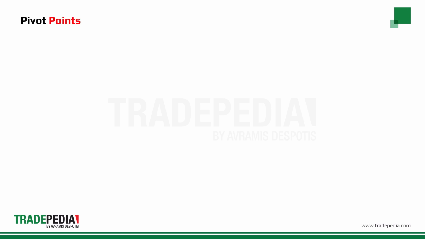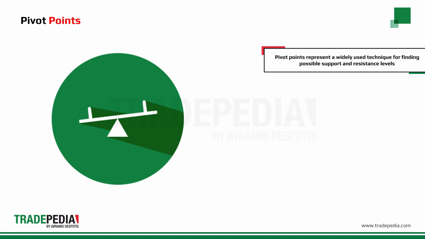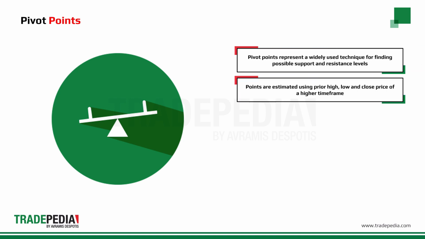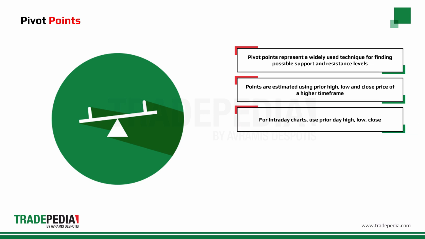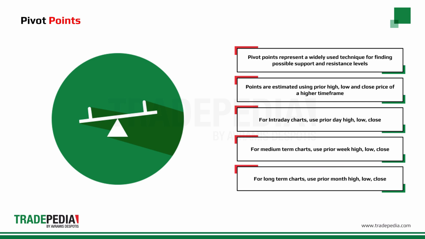For our fourth aspect, we will discuss pivot points as a widely used technique for finding possible support and resistance levels. Pivot points use the prior high, low, and close price of a higher time frame to determine future support and resistance levels. As pivot points are estimated using previous prices, for intraday charts, we use prior day high, low, close. For medium-term charts, we use prior week high, low, close. And for long-term charts, we use the previous month's data.